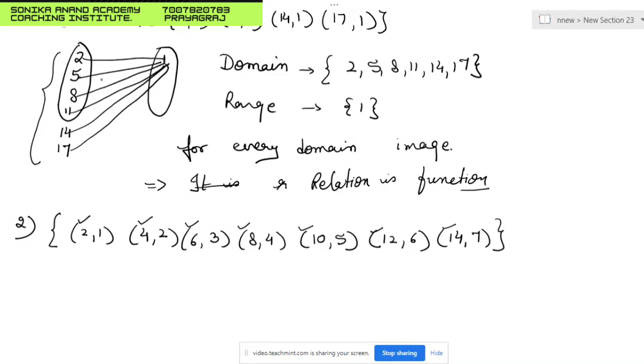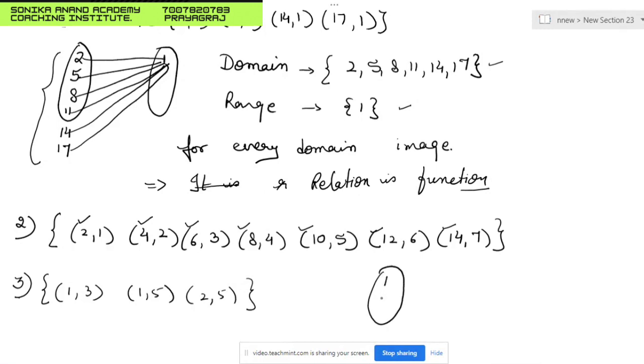By drawing the pictorial diagram, you can write the domain and range. Now the third one, for example, 1 and 3, 1 and 5, and 2 and 5. Here in this case, you can see that the first value is repeated. It has two images. One is connected with 3 and also with 5. When this case happens, that relation is not a function.